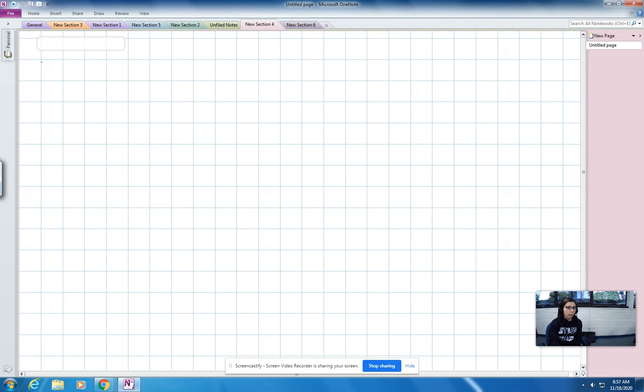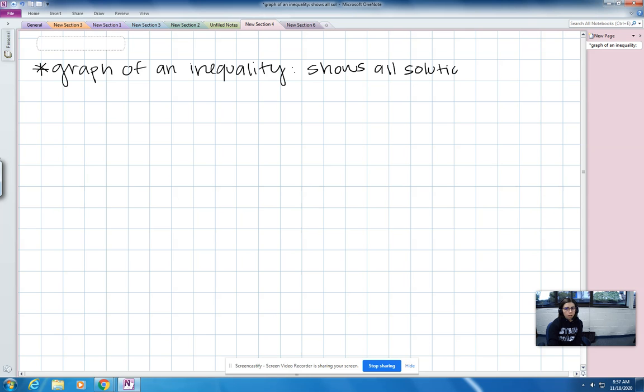Okay, the last thing we're going to talk about today is the graph of an inequality. The graph of an inequality shows all solutions of an inequality. So we use a number line to show all of the numbers over here are solutions to this inequality. There are a couple things we need to know about the graphs of an inequality.